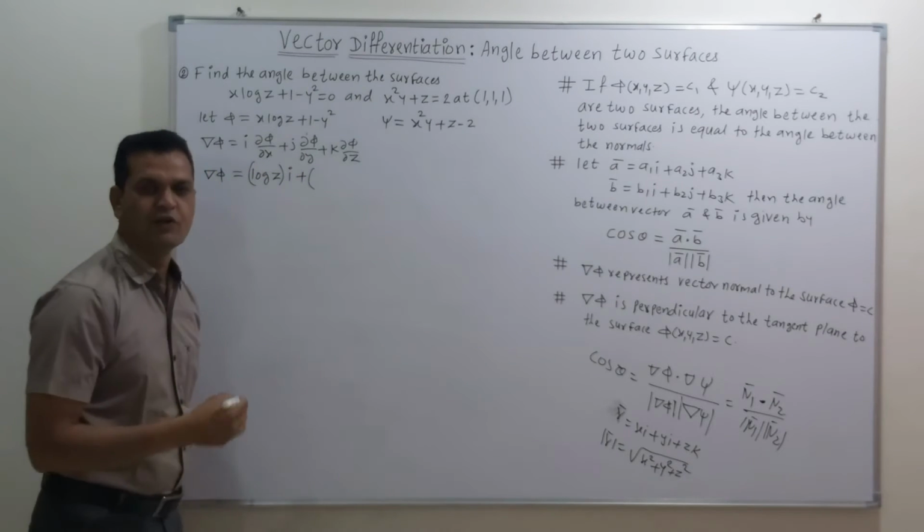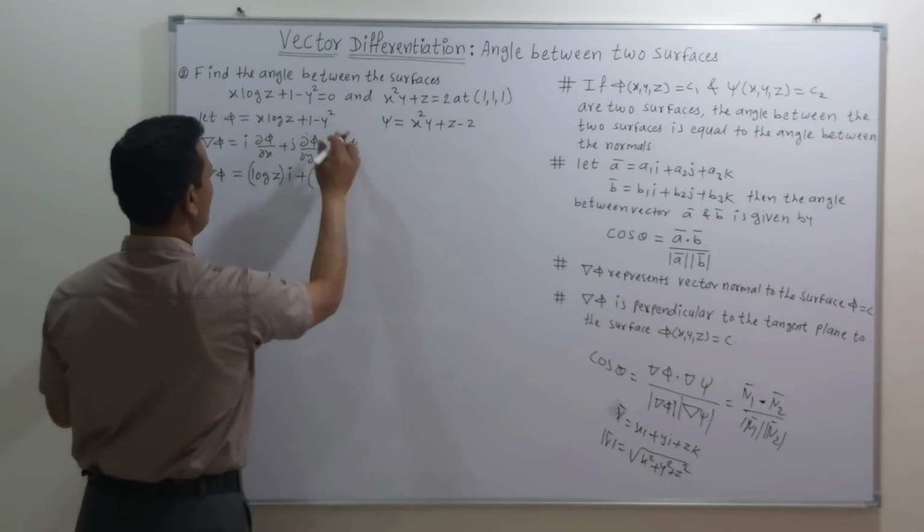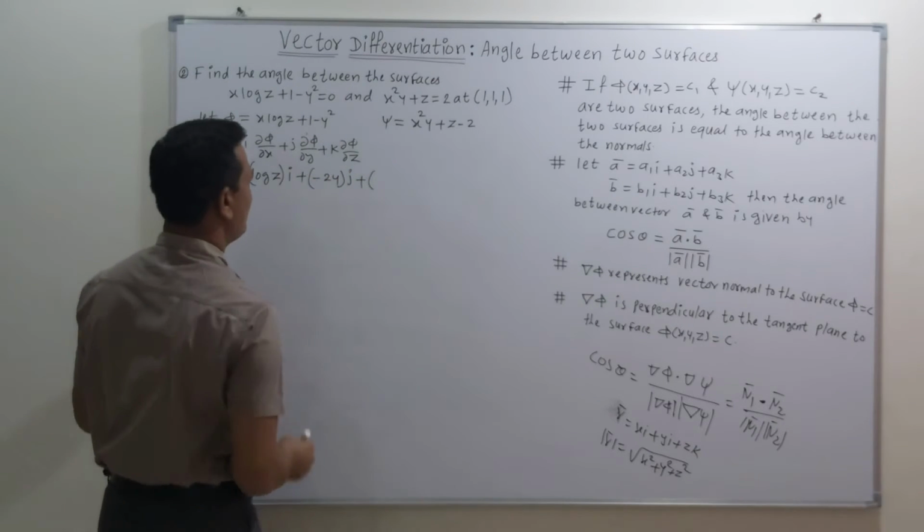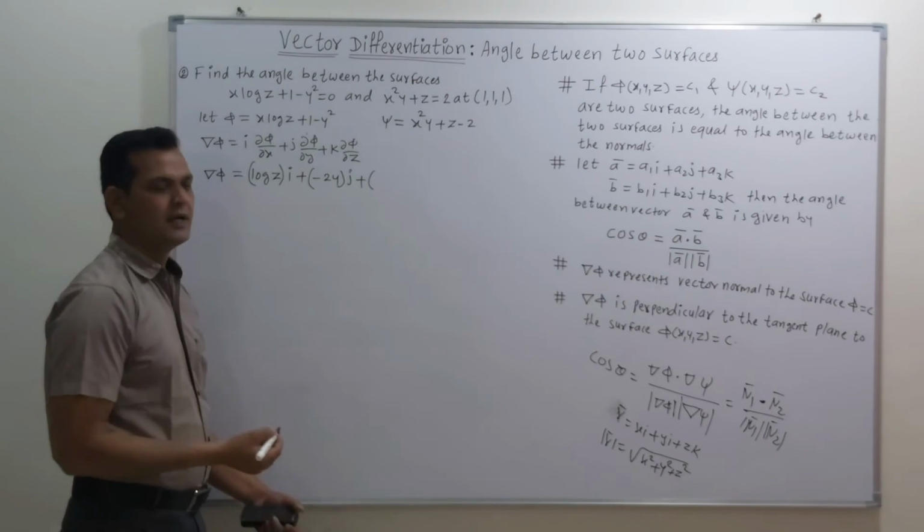Now take the partial derivative of phi with respect to y. So here only one y term is there, which gives minus 2y into z, plus the partial derivative of phi with respect to z.